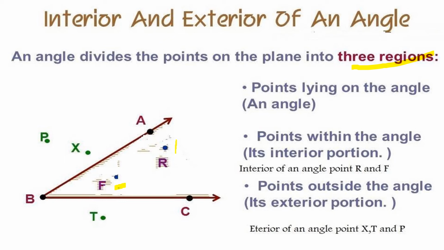Then points outside the angle. It is the exterior portion. X, P and T. These three are called exterior points of the angle.